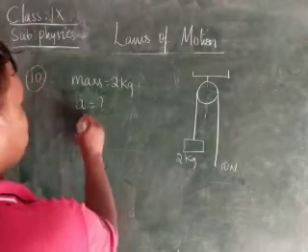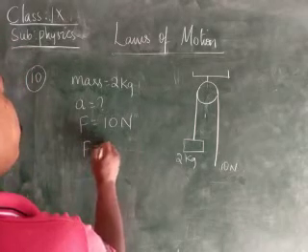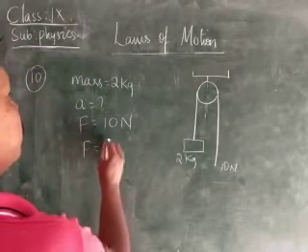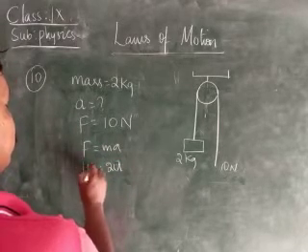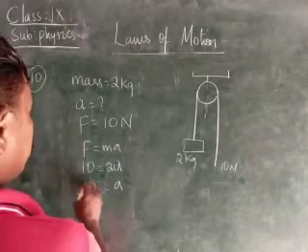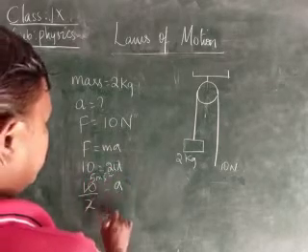Okay, children, force is given as 10 newtons here. Therefore, normally F is equal to ma, children. M is given as 2 kg into A, that is 10 newtons. Therefore, A is equal to 10 by 2, that is 5 meter per second square, children. A is equal to what?